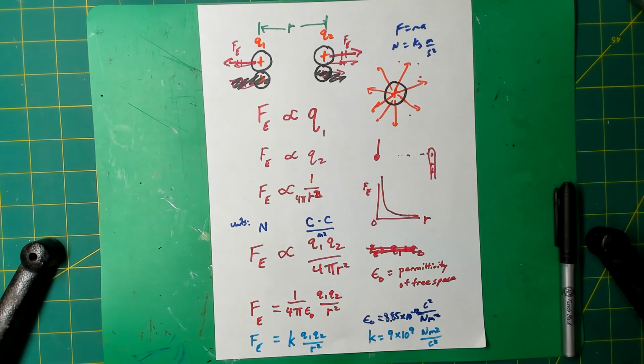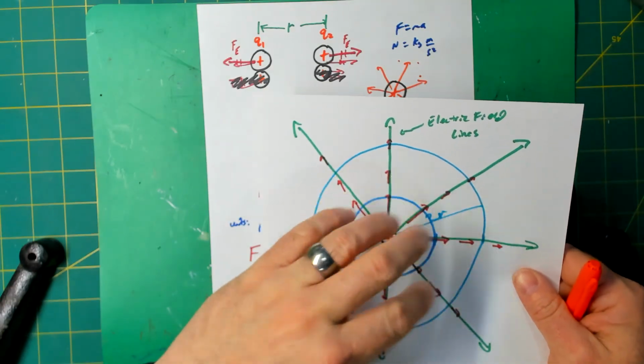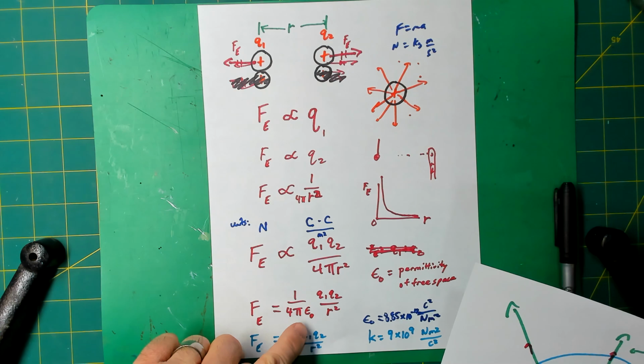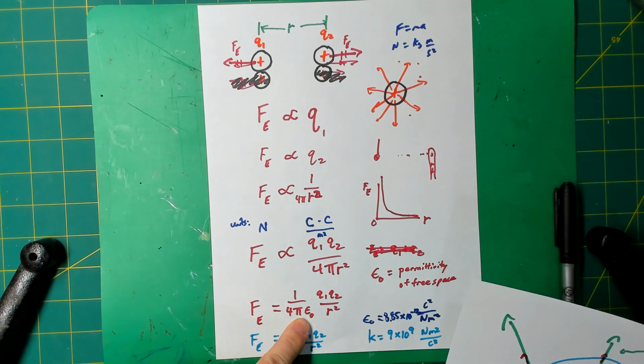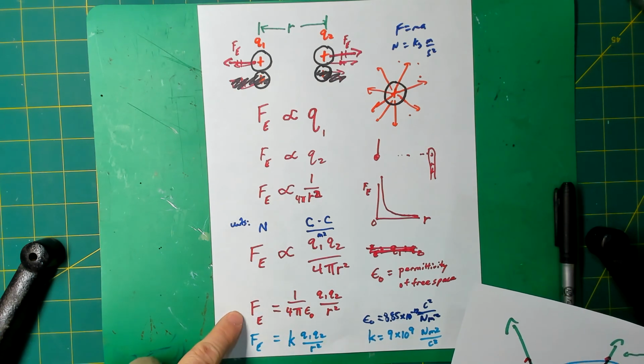It turns out, I said that this epsilon value, this permittivity of free space, is a measure of how difficult it is for this charge to push field lines out. The bigger this epsilon gets, if you had a bigger epsilon value, you would get a weaker force, right?